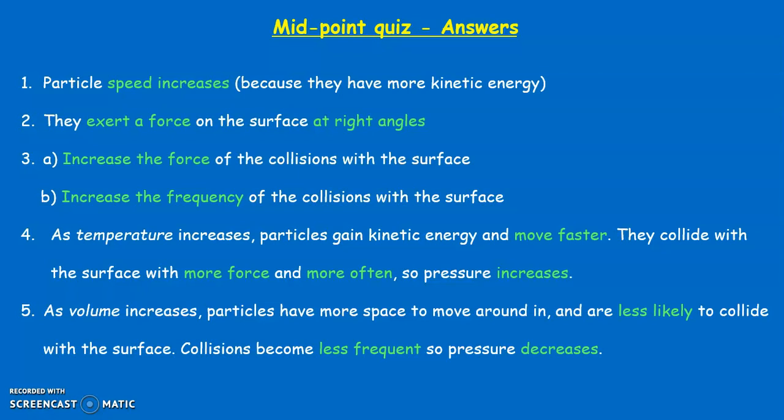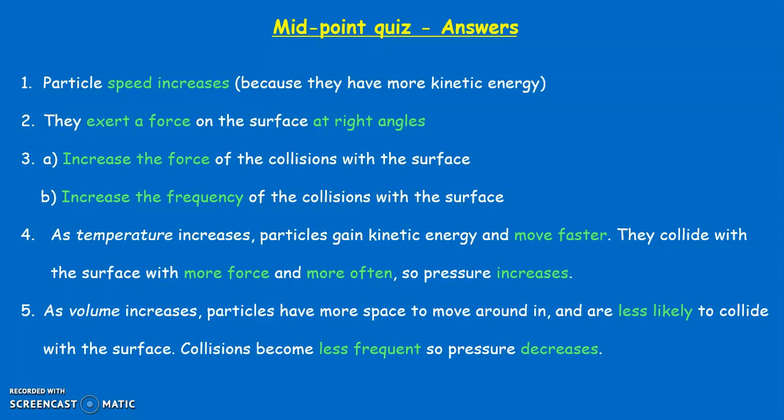Two things we can do to gas particle collisions. Well, we can increase the force of the collisions. We can increase the frequency of the collisions. Explain what happens to gas pressure as temperature increases. As temperature increases, the particles gain kinetic energy through the heating. They move faster. When they move faster, that means that they'll collide more often with the surface, which increases pressure, but also they'll collide with more force, more energy, so that also increases pressure.